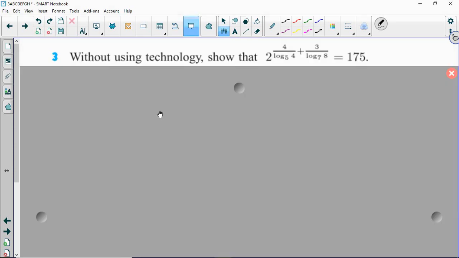I don't like this problem a lot. But let's do it anyway. So this is actually from the textbook. This is a good one, I think. So we want to show that this is equal to 175.